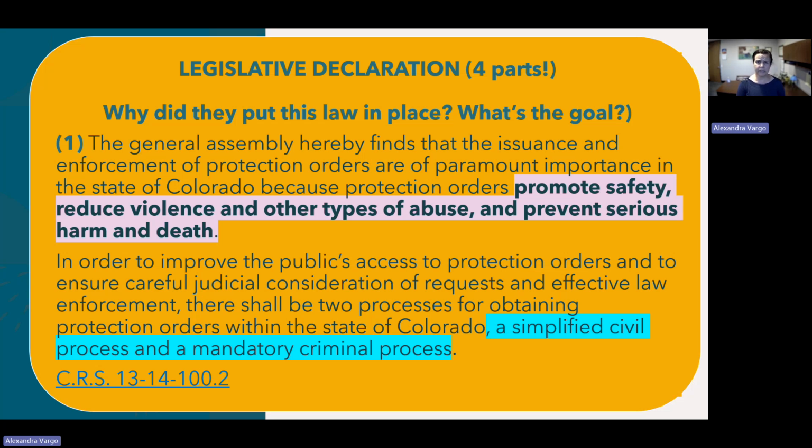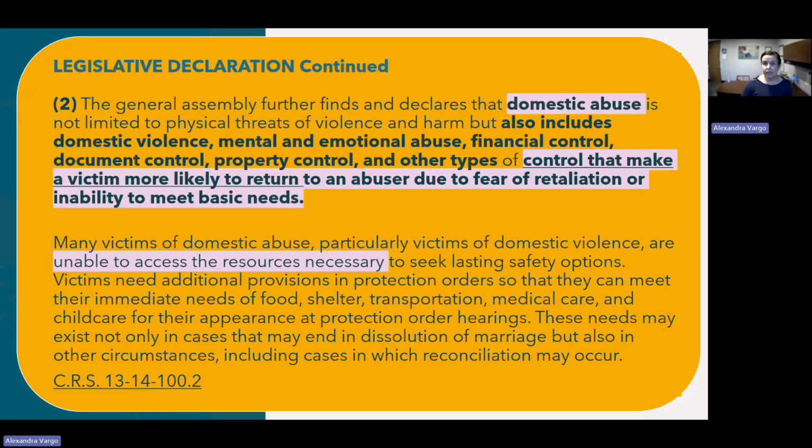I have got 4 slides in here about the legislative declaration. I'm not going to go through them word by word, line by line, but I think it's important for everyone who's practicing or helping with this type of law, as well as who's trying to get a protection order or defend against a protection order, to know. The first goal is really to promote safety and reduce violence and abuse in the community. And the court was really trying to get a simplified process in place.